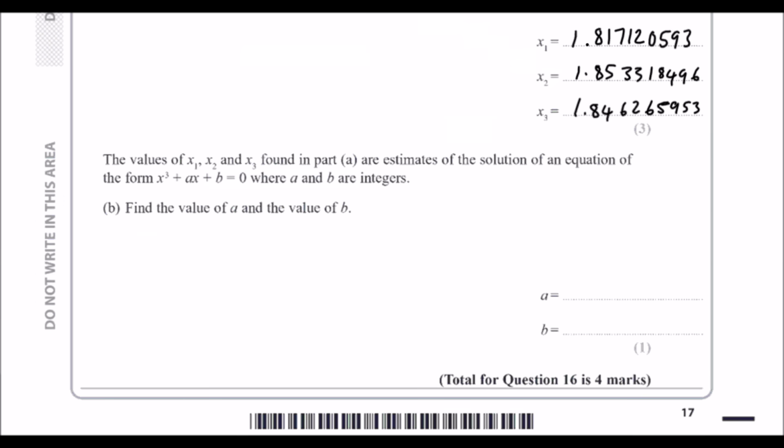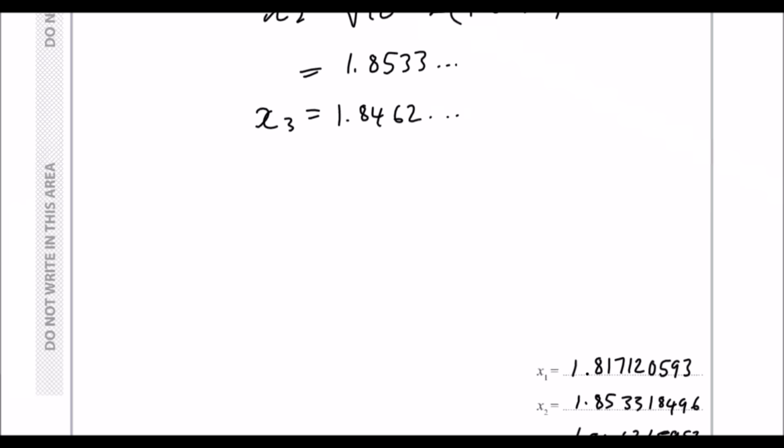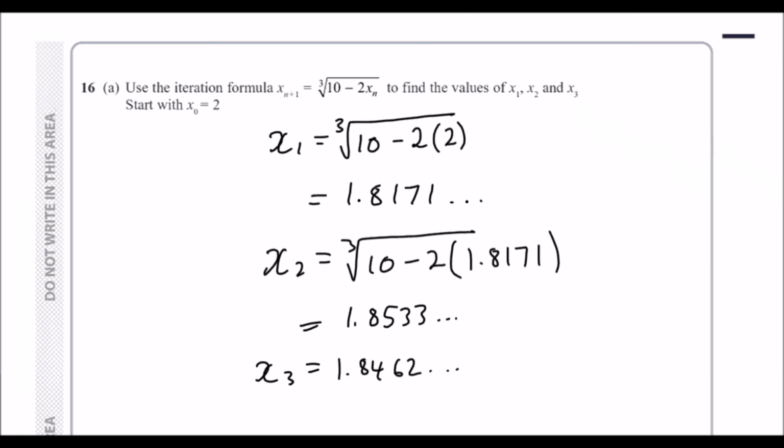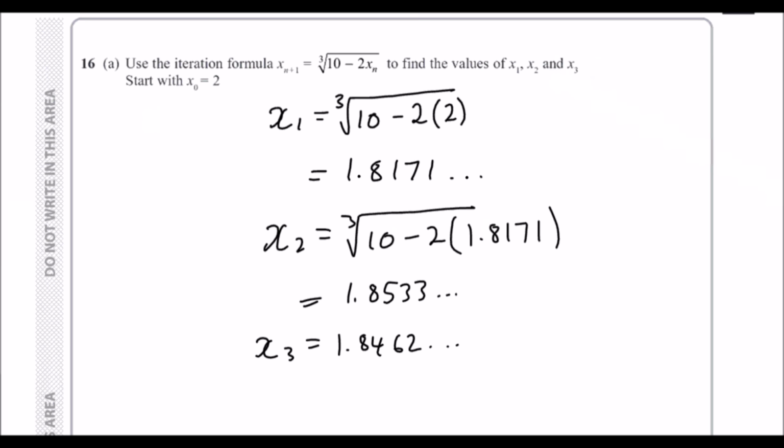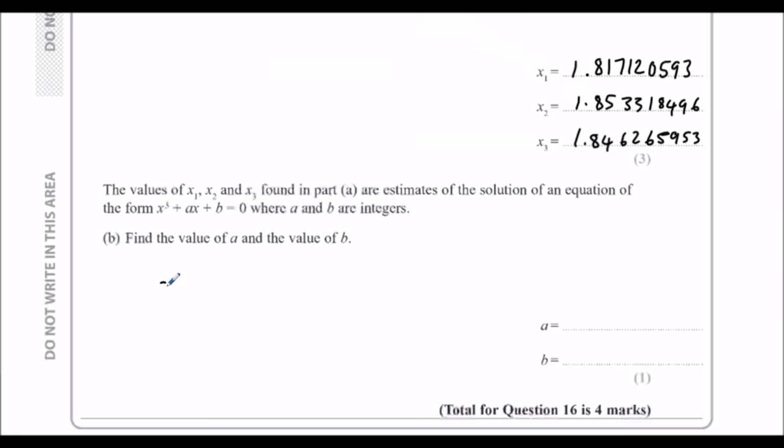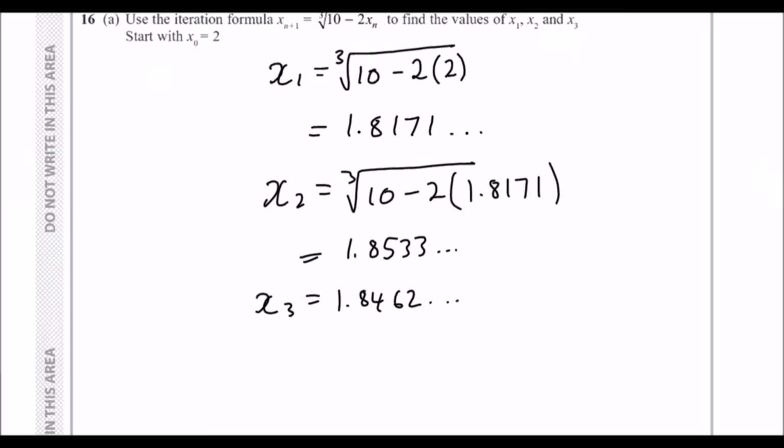The values of x1, x2, and x3 found in part A are estimates of the solution of an equation of the form x cubed plus ax plus b equals 0, where a and b are integers. Find the value of a and b. So if we just change these n plus 1s and n just to normal x's and then rearrange, x is the cube root of 10 minus 2x.